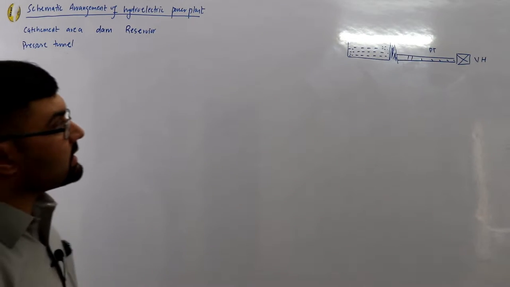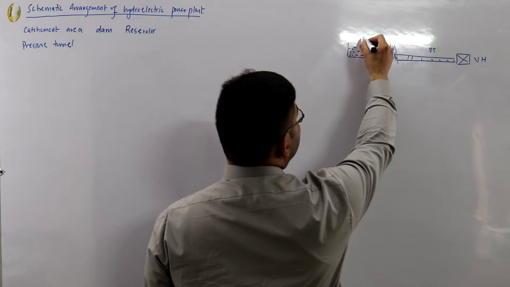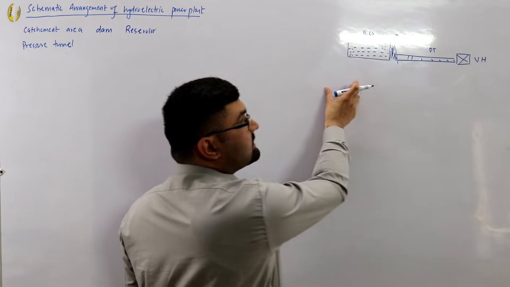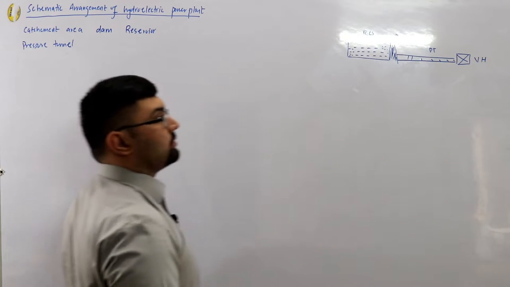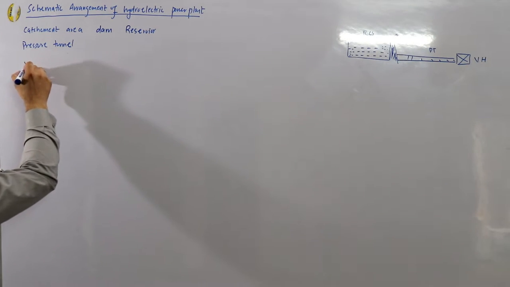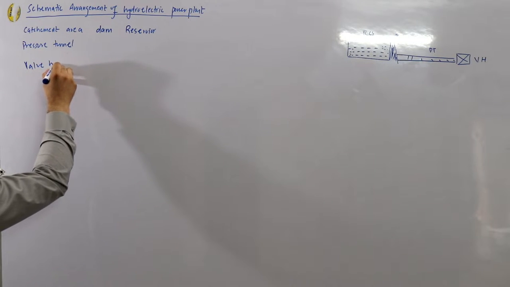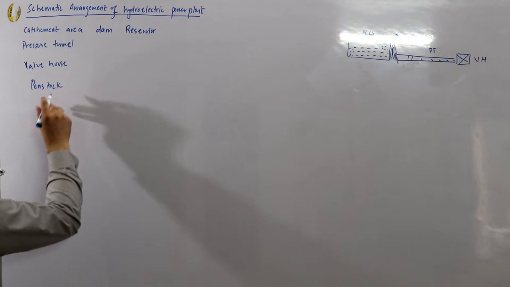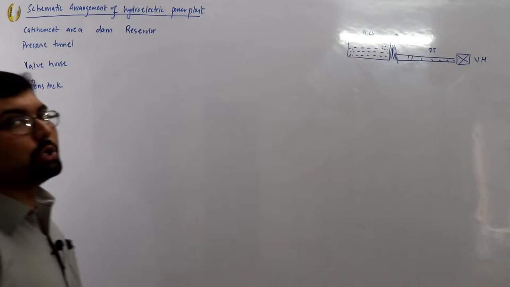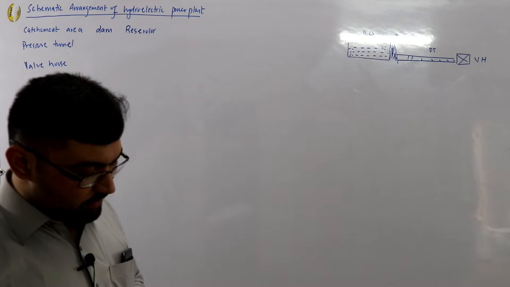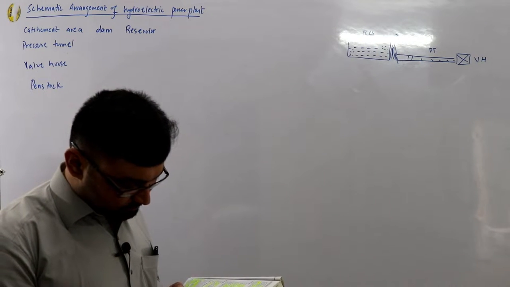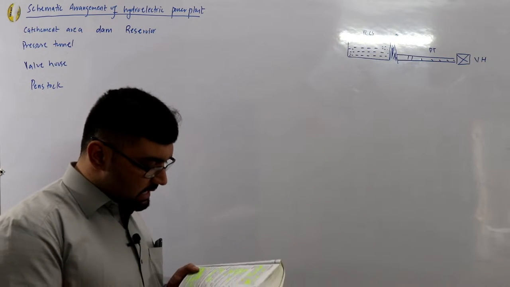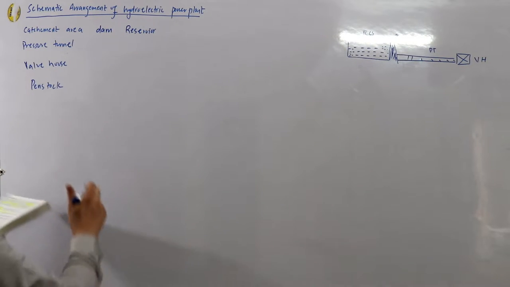So the pressure tunnel connects the reservoir to what? This is the reservoir, right? This is the dam. This connects the reservoir to the valve house. And from the valve house, basically, the penstock originates. So penstock is the conduit, or the pipe actually, through which the water is passing. The valve house contains main sluice valves and automatic isolating valves.